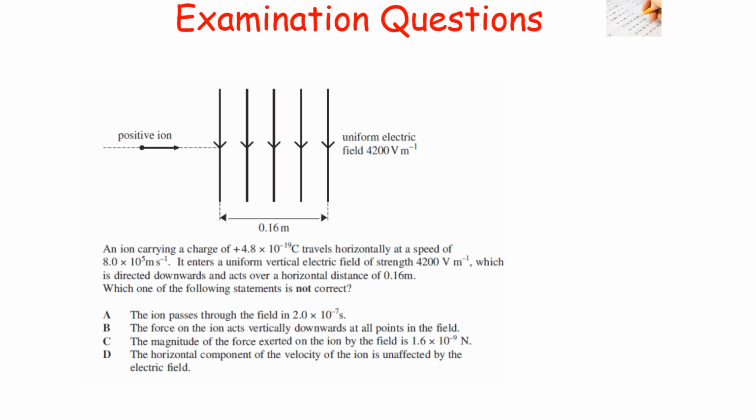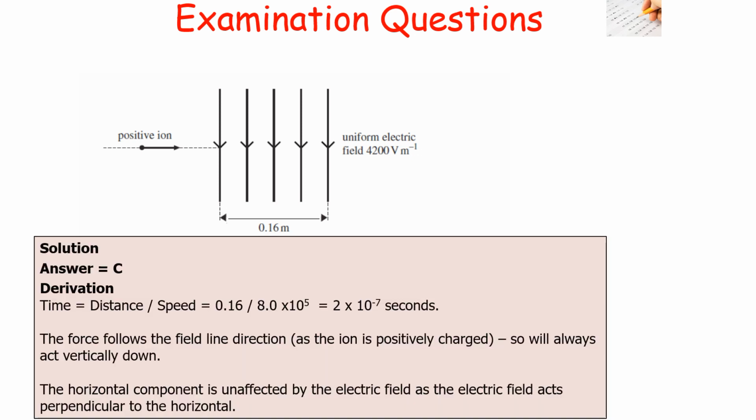Right, here our answer is C, because we know that time is equal to distance over speed, from the general equation speed equals distance over time. So we pop our values in and we get a time of 2 times 10 to the minus 7 seconds. Now the force follows the field line direction in this case, because we've got a positively charged ion and the field lines point in the direction a positively charged ion would move in that particular field, so it will act vertically down. And also we know that the horizontal component is unaffected by the electrical field, because the electrical field is acting vertically, so it's acting perpendicular to the horizontal and therefore will not influence the horizontal component of the object's motion.